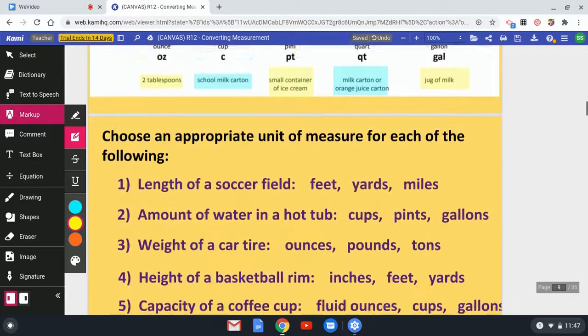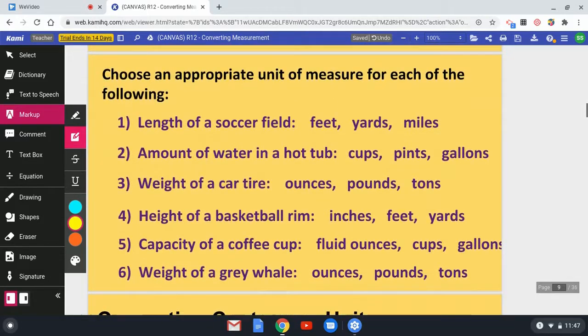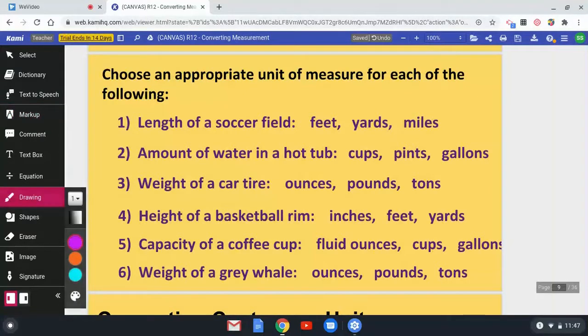So let's try. We're just going to imagine in our head what is the appropriate unit of measure for these? What would we measure? If I was trying to measure the length of a soccer field, what would I use to go out and measure? Would I use feet, yards, or miles? I would use yards. So go ahead and circle yards on yours.